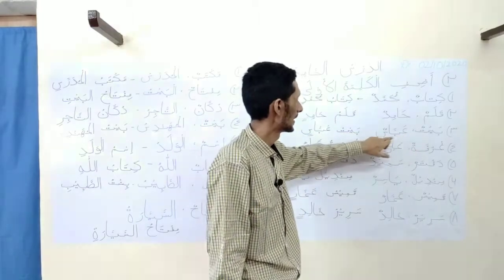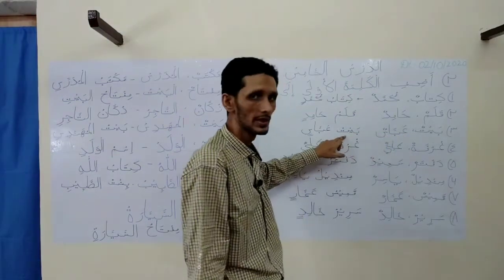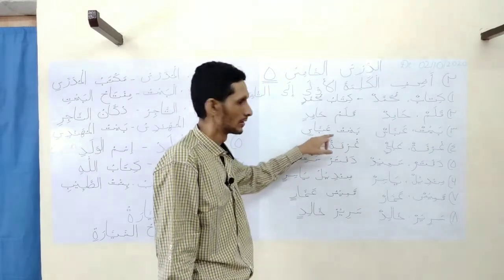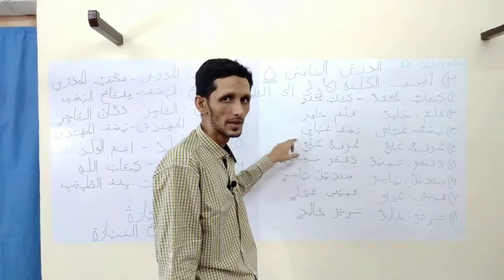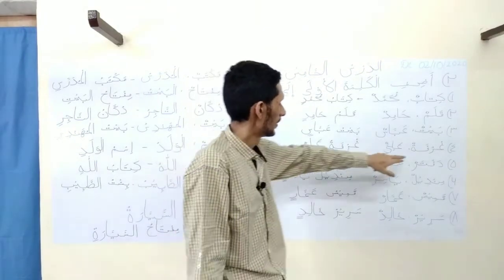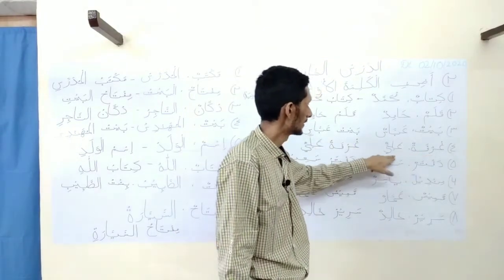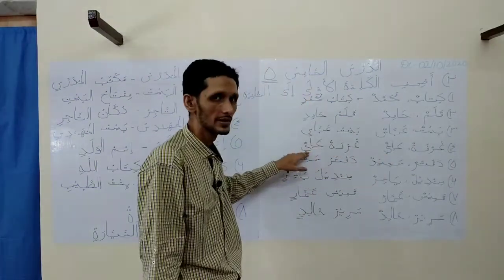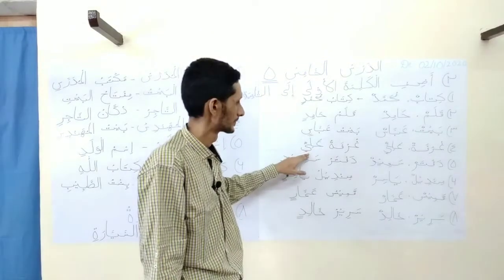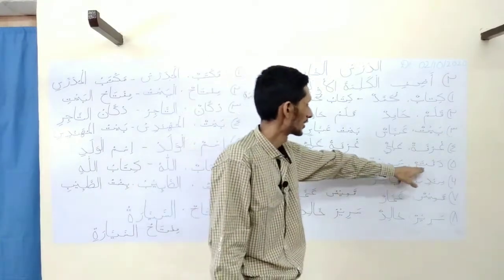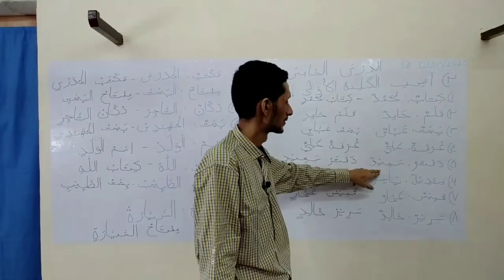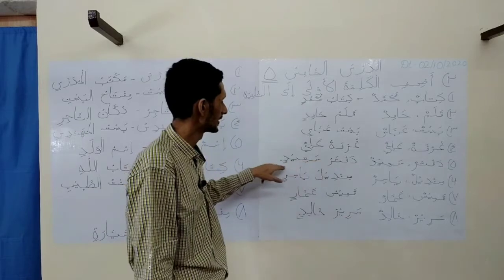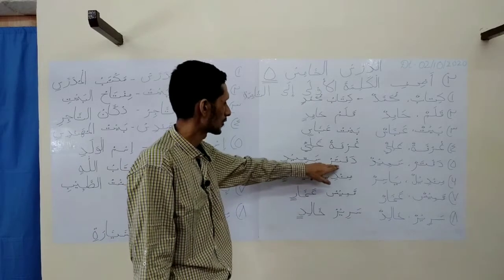Baytun Qabbasun. So it will become Baytu Qabbasin. House of Abbas. Ghurfatun Qaliyun. Combination will be Ghurfatu Qaliyin. Room of Qali. Daftarun Saqidun. The combination will be Daftaru Saqidin. Notebook of Saqid.